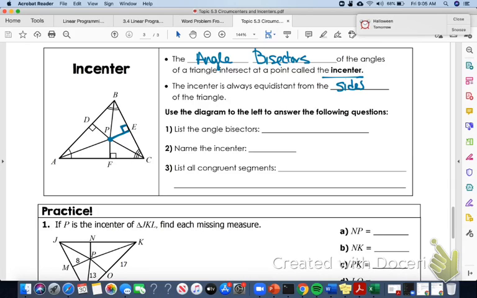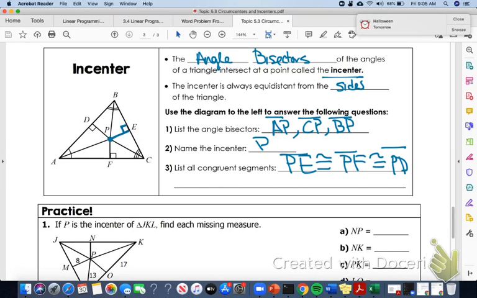So if we look at our diagram, our angle bisectors are meeting at P, but they are splitting our angle, so it would be AP, CP, and BP. Okay, so our incenter is P. Now we have congruent segments. Any segment from our incenter to our side, so PE is congruent to PF, which is also congruent to PD. Okay. And then we have some other ones.